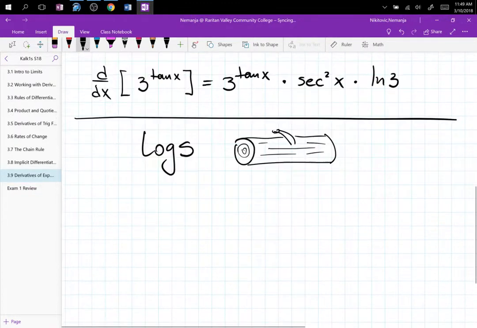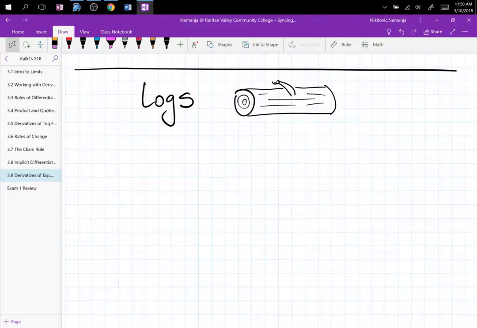Logs. I was never much of an artist, but I try. So gold star for Timmy, right? He tried. Didn't get anywhere, but it's okay.